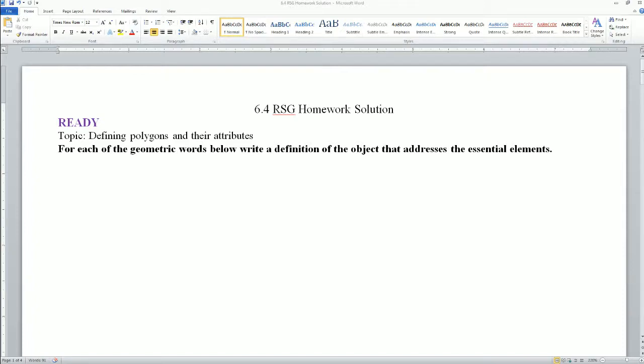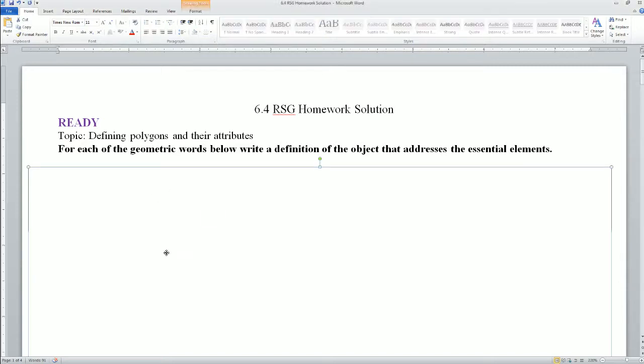Alright, welcome. This is the 6.4 Ready, Set, Go homework solutions. The ready part says to define the polynomials and their attributes. Just straight definitions. There's nothing complicated about this.